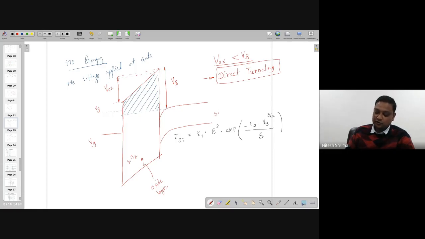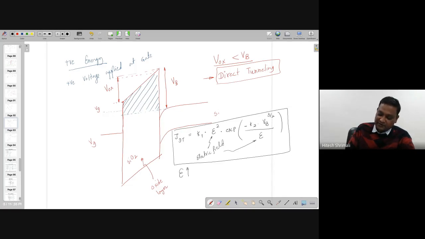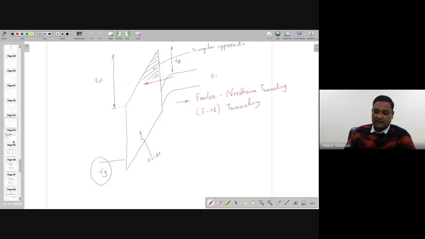But the most important part which I want to show here, this is the electric field, right? And so this one also, and VB is already known to us, and JDT is the direct tunneling current density, and K1 and K2 both are constants. By looking at this, I can say that if epsilon, which is the electric field, is increasing, JDT is going to increase. Moreover, if I increase VB, JDT is going to decrease. That is the case I already taught you, that it depends on the VB value. If VB is smaller, it's better in terms of current, because this barrier is smaller so the electrons can raise themselves, go to the next level, and there is a current.